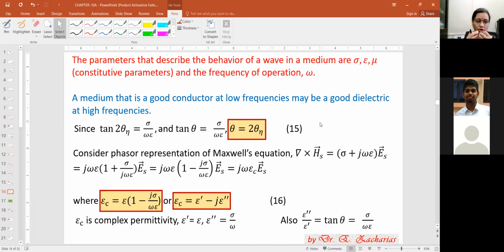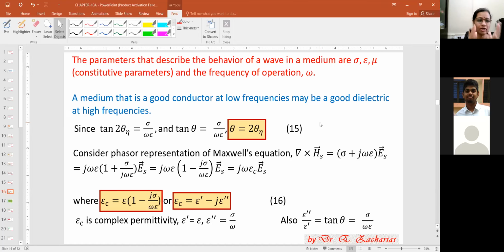Okay, so how you define this is something that you have not studied in physics. When you're talking about AC signal, this becomes significant. So whether something is a conductor or not depends on the frequency also. At low frequency, a material, a medium may be a good conductor. But when you go to high frequency, the same material will behave like a dielectric.